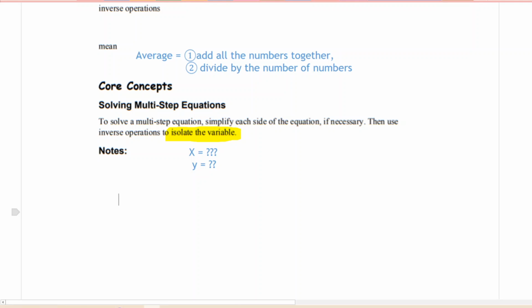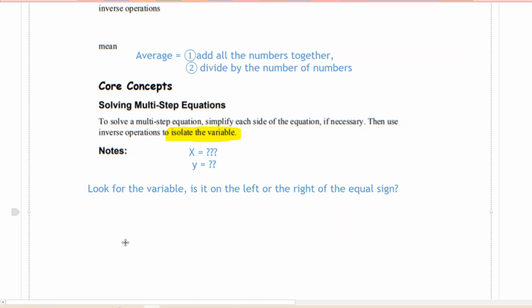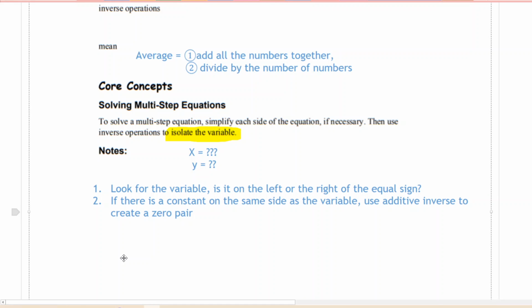Now, some notes. The first thing you want to do is look for the variable. Identify whether the variable is on the left or the right side of the equal sign. It's important that you always keep track of where that equal sign is. Then, if there's a constant on the same side as the variable, remember the constant is the number that is not stuck to the variable, you want to use an additive inverse to create a zero pair with that number.